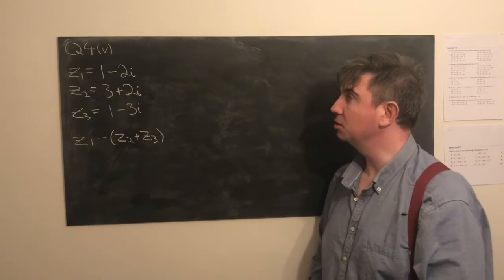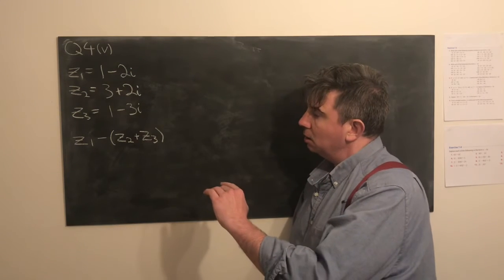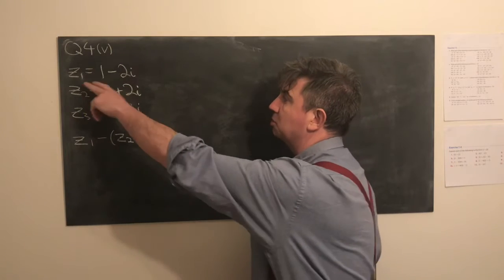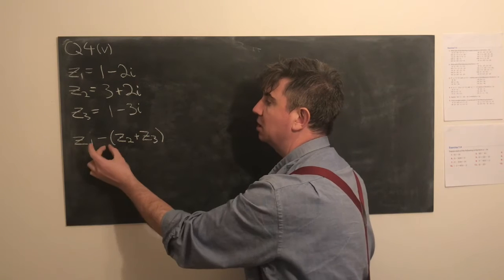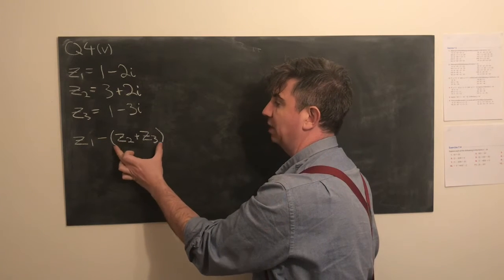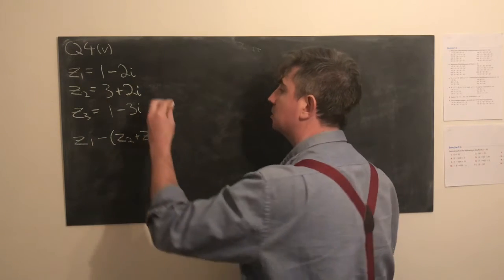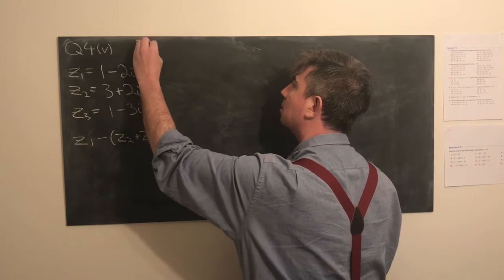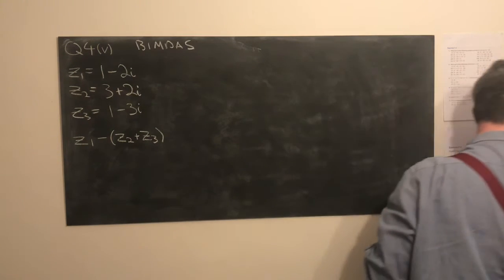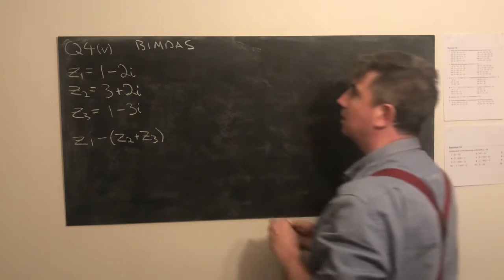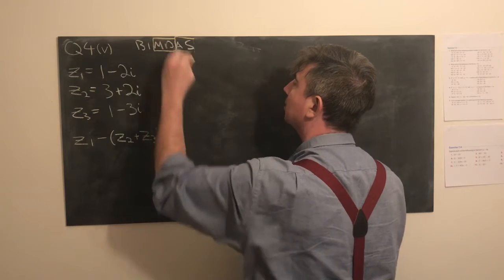I'm now going to do question 4, part 5 on page 191. And so this is the setup here. We're told what Z1, Z2 and Z3 are, and then we're told to do this sum here. So we have Z1 take away Z2 plus Z3, and these two are in brackets. So according to BIMDAS, which we saw before, I think I need to put some boxes in there.